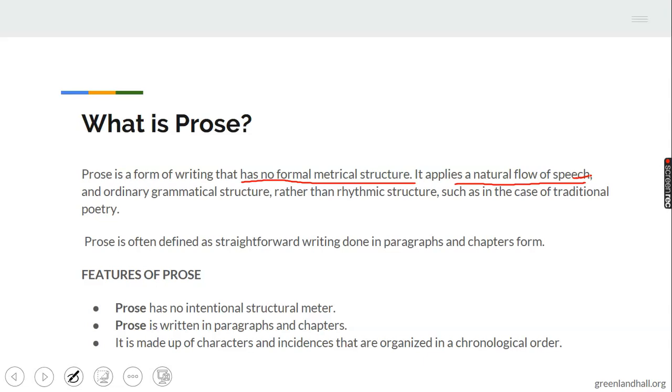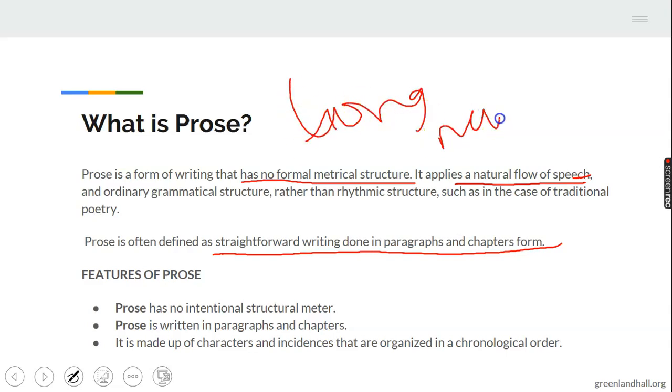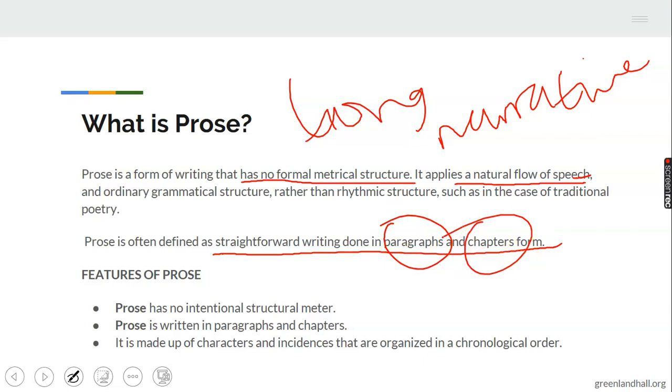And like I often said, simply put, a prose is a straightforward writing done in paragraphs and chapters form. That is, it's a long narrative done in paragraphs and chapters form. Let's see features of a prose now.